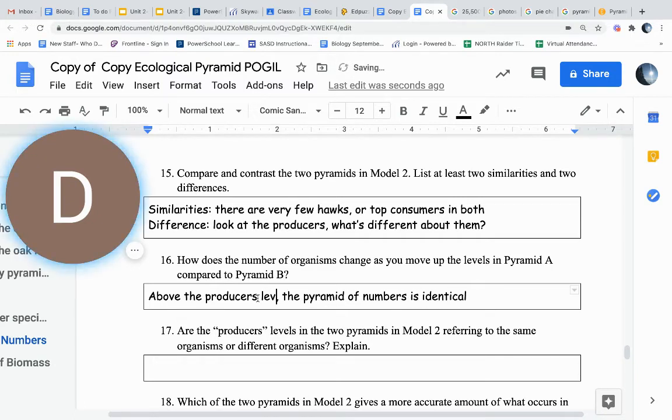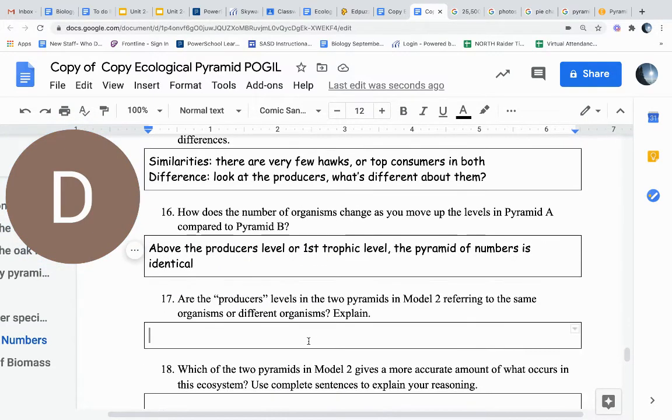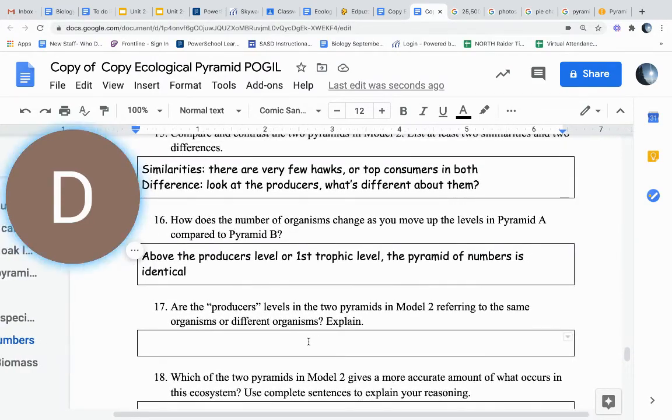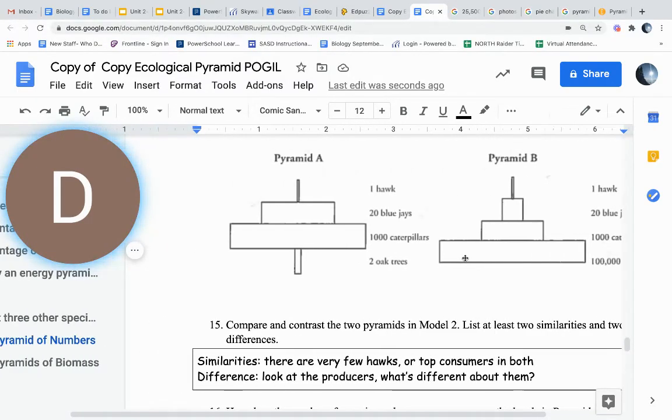Above the producers level, or first trophic level, the pyramid of numbers is identical. Question 17: are the producers levels in the 2 pyramids in Model 2 referring to the same organisms or different organisms? That's a good question. Now we get into kind of the question of semantics and naming. If we got 2 oak trees, each oak tree maybe has 50,000 leaves. So are the leaves separate living organisms or a part of the oak tree?